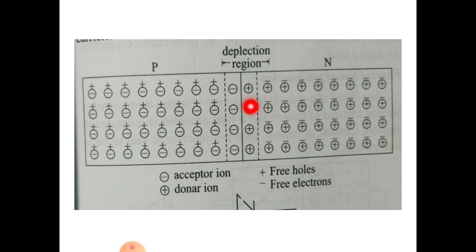The thickness of the depletion region is very small, of the order of 10 raised to power minus 6 meter. Its thickness depends on the doping level.